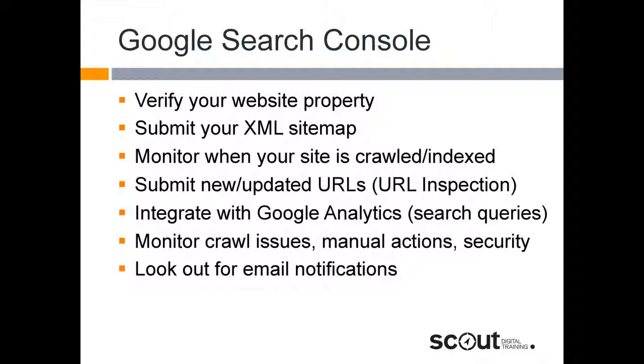That URL inspection tool allows you to submit new or updated URLs to get them indexed super, super quickly. So that's a really fantastic tool. And like I said, introduce it into your workflow like we do, so we have a natural process. New blog post goes live, new event goes live, we then go to Google Search Console and get all of those URLs inspected and updated.